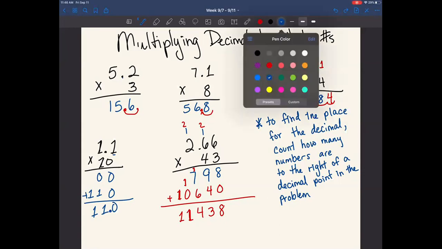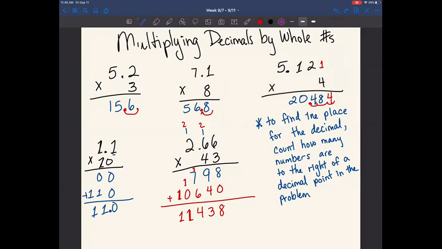I'm going to change my pen color. All right, so let's see. I had 2 numbers after the decimal, the 6 and another 6, so 2. I start back here, 1, 2. So 114.38, or 114 and 38 hundredths.